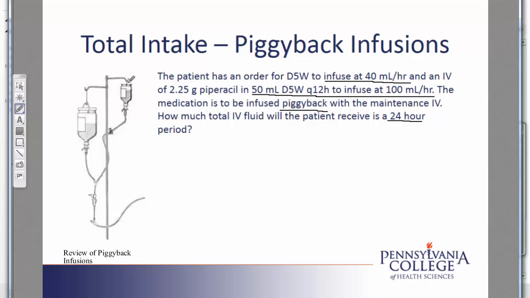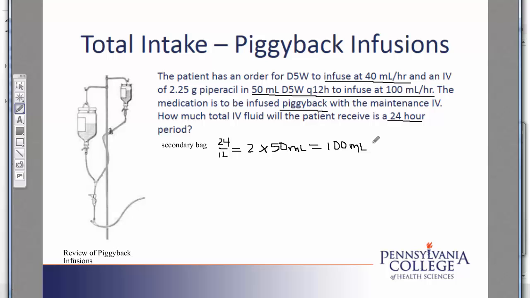We will start with the secondary infusion of medication. The secondary bag is to be given every 12 hours, so within a 24-hour period, we will be giving 2 doses of the medication. Each individual bag has 50 milliliters, so if I multiply the 2 doses times the volume, I find that the total volume to be given of medication is 100 milliliters.